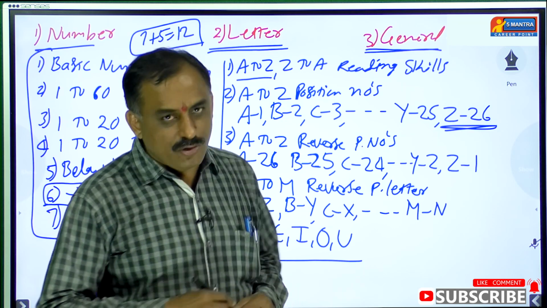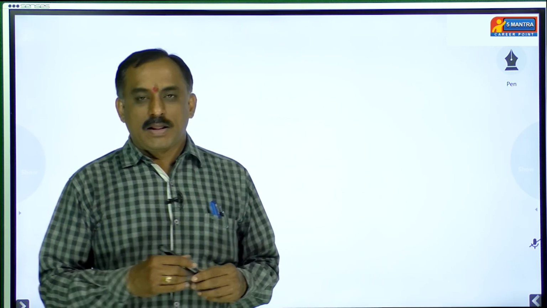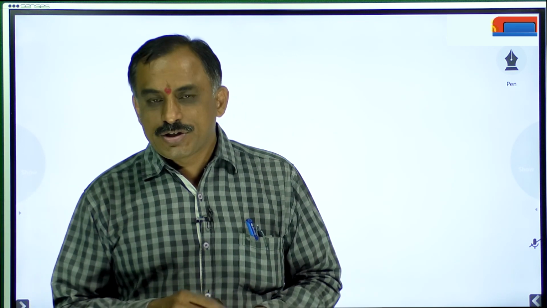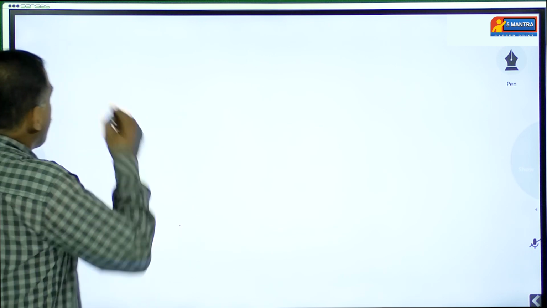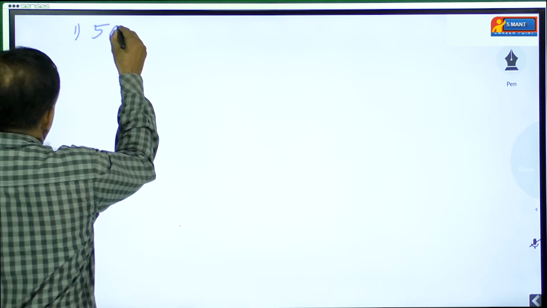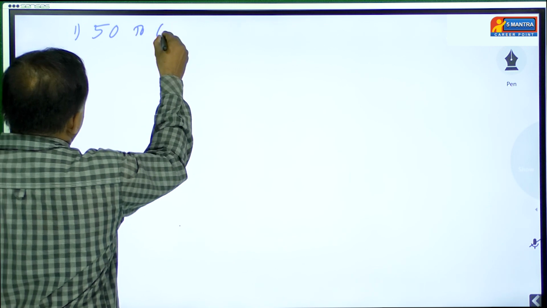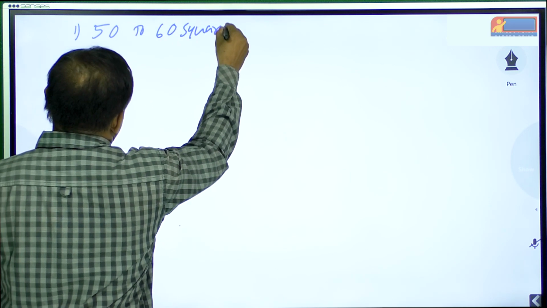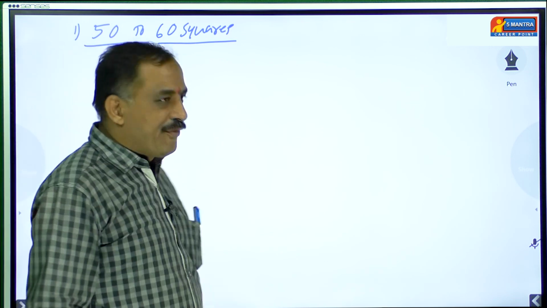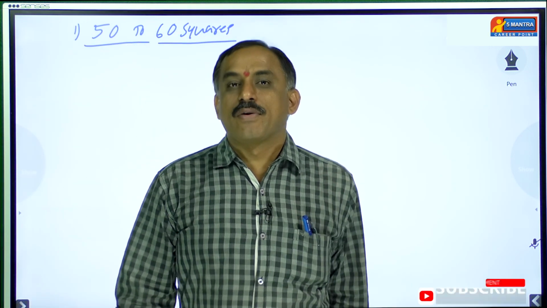Now please note it. The first Vedic tip: squares. Squares from 1 to 60 are important. I think you already know the squares from 1 to 20. Now I will explain the squares from 40 to 60 in our Vedic method. First, the squares from 50 to 60. What is the 50 square? What is the 60 square?